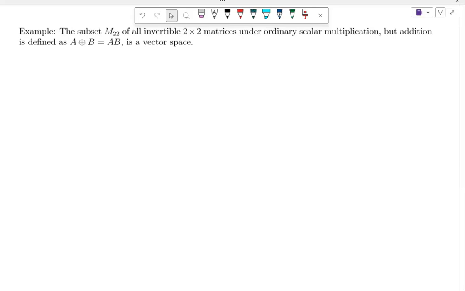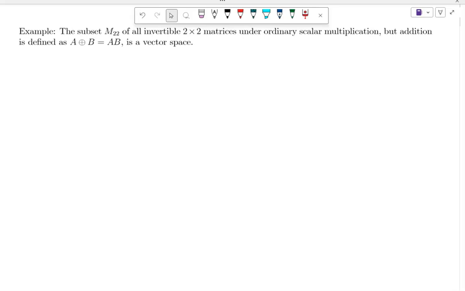Take the subset of all 2x2 matrices that are invertible under ordinary scalar multiplication, but we've got a weird addition defined, and this is what I was mentioning with the notation, right? As I'm defining a weird addition, I'm using a kind of circle around it to tell you, hey, by the way, this might be weird. Okay. We're going to define addition as multiplication. And we're going to check whether or not this is a vector space.